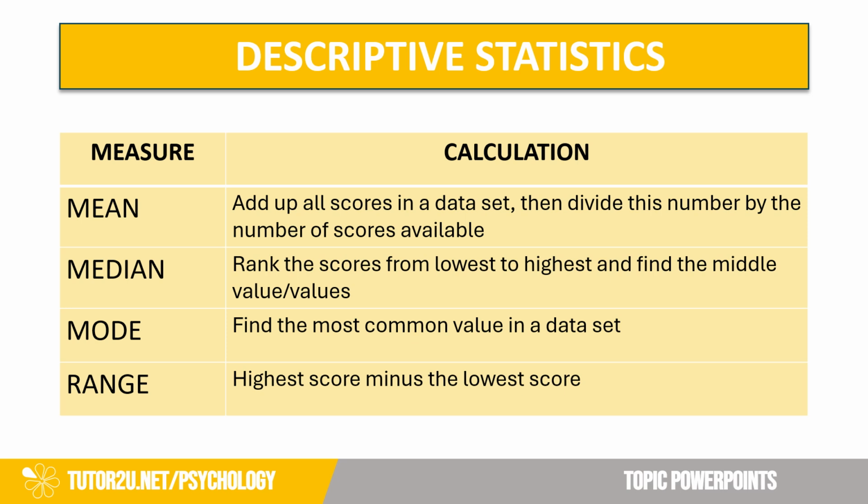So let's have a recap over what these measures actually mean. The mean is where we add up all the scores in a data set and divide by the total number of scores. The median is where we rank the scores from lowest to highest and find the middle value. The mode is the most common value in a data set, and of course this could be multiple. And the range is simply subtracting the lowest score from the highest. So let's have a go at doing some of these measures.